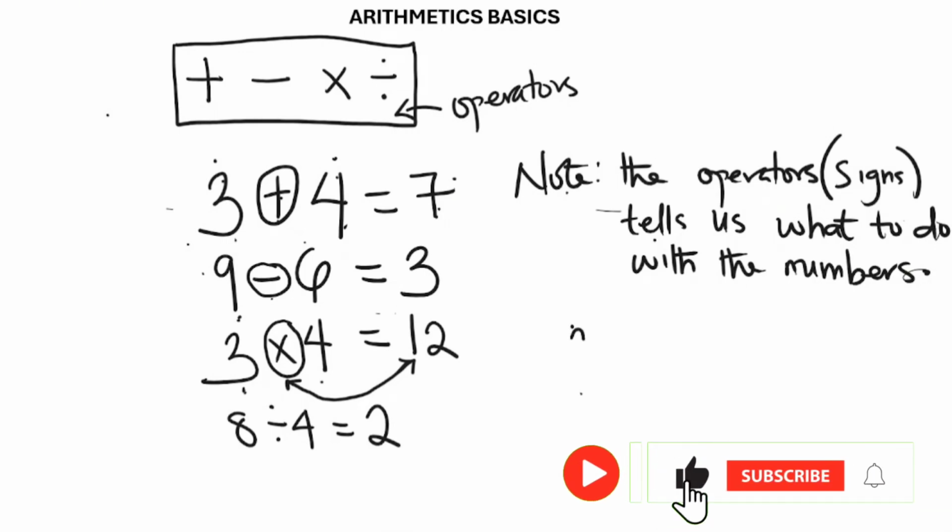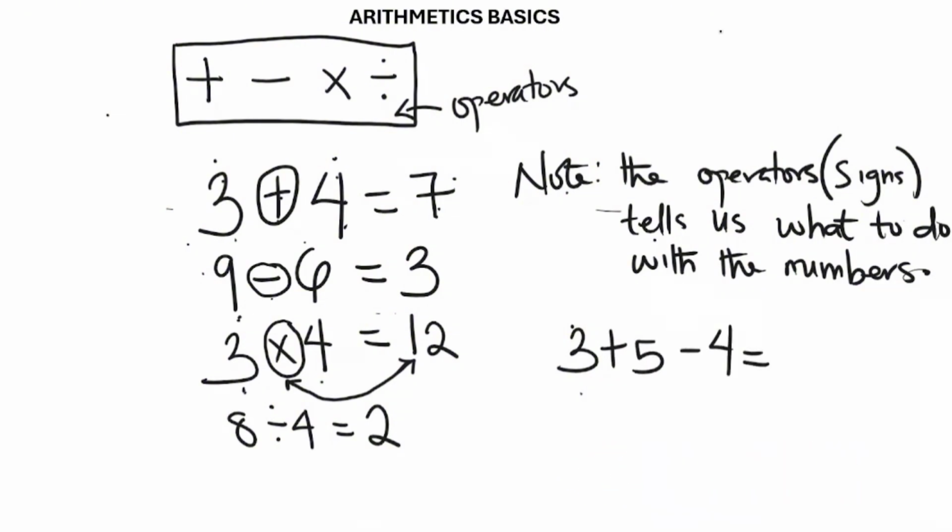So when we have stuff like 3 plus 5 minus 4, it is simply telling us to take these 2 numbers, 3 plus 5, which is 8, and then this operator sign is telling us to subtract 4 from 8, which becomes 4. You see how the operator sign works, right? They are telling us how to manipulate the numbers, what to do with the numbers. Having understood this, let's look at the addition and subtraction of numbers.